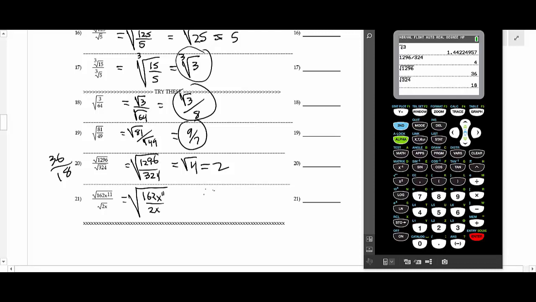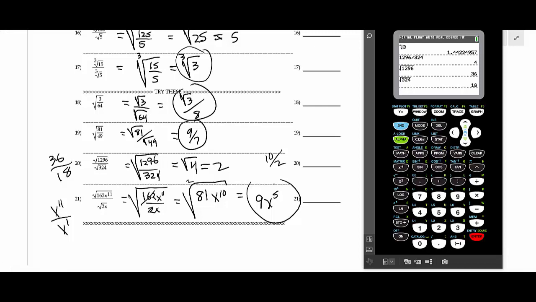Okay, next one's going to go like this. If you put it in one radical, then if you do 162 divided by 2 should be 81. What is x to the 11th over x to the 1st? x to the 10th, because you subtract exponents, right? Like we're doing today. So you would have 81x to the 10th. So what is the answer? Good. Square root of 81 is 9. When you're doing a square root of x to the 10th, you're doing 10 over 2. You're doing half of that. So that's x to the 5th like that. 9x to the 5th. That's the simplest way to do that. There are other ways, but that's probably the simplest way.